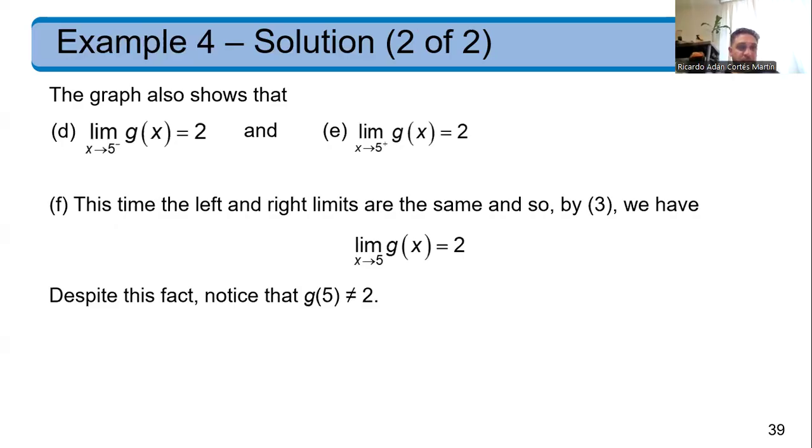Because when x tends to 5 from the left, this is equal to 2. And from the right, it's equal to 2. Okay? So both limits in this case are the same. So the limit, the absolute limit of g of x as x tends to 5 is 2. And notice that the actual value of the function is not 2. It's something different. But there's no problem with that.